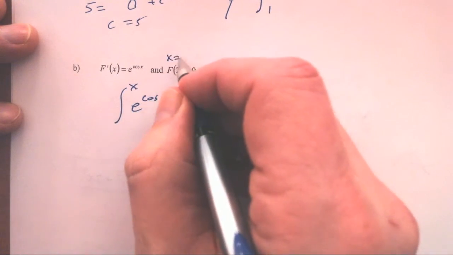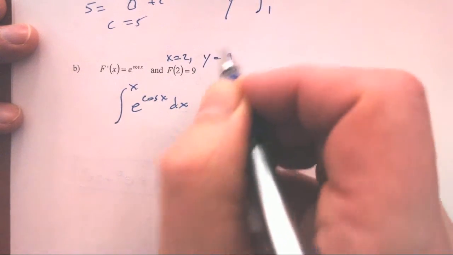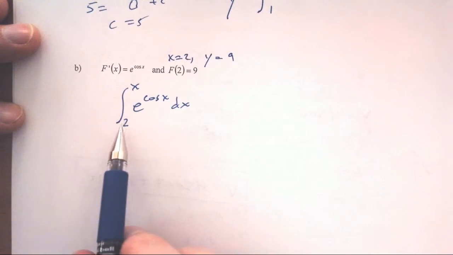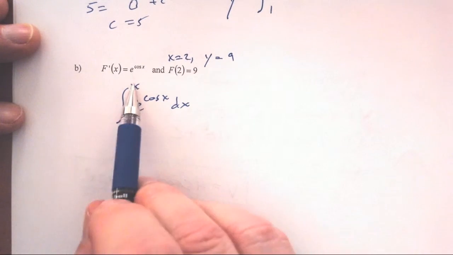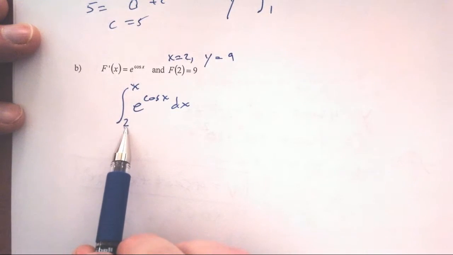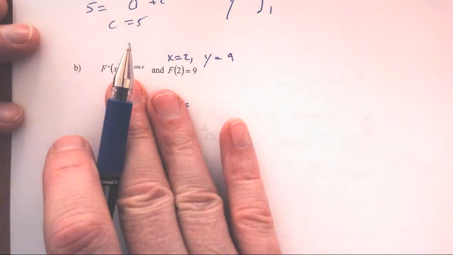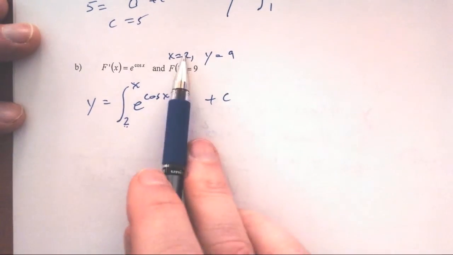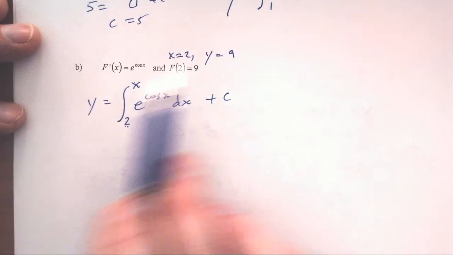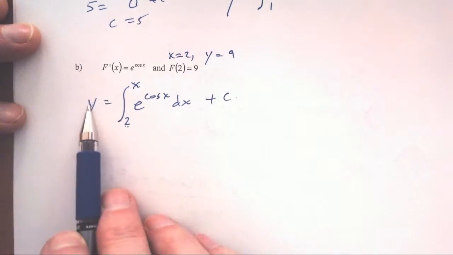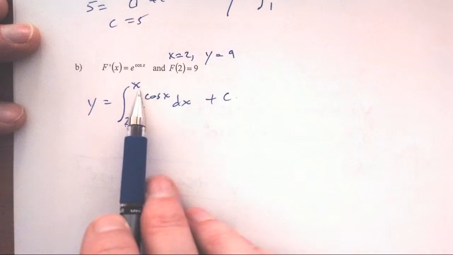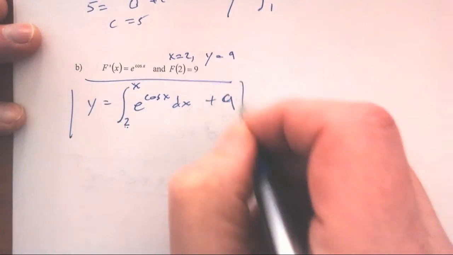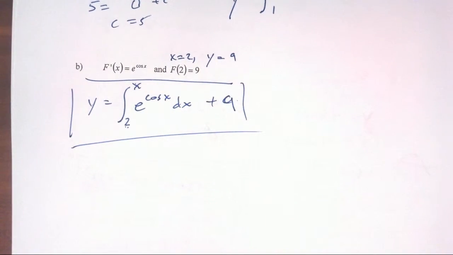This is saying when x is 2, the y value is 9. I'm thinking about putting the 2 in here for x, and what would zero this out? Start at 2. So this becomes 0. So I get y equals this plus C, but when x is 2, this is 0, so 9 equals 0 plus C, so C is 9. So there is our final answer on this.